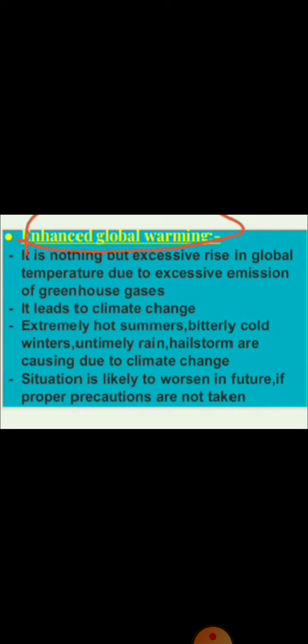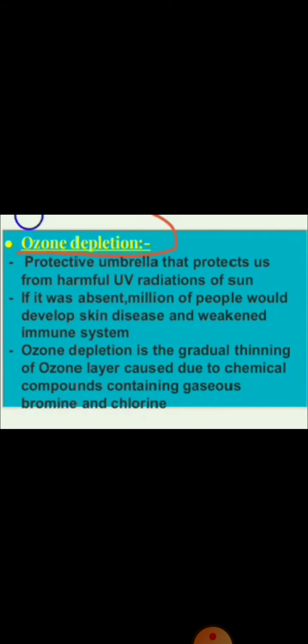So the next issue is enhanced global warming. Global warming is nothing but excessive rise in global temperature due to excessive emission of greenhouse gases. Now this global warming is leading to climate change. We have even experienced hottest summers, bitterly cold winters, untimely rain, hailstorms. So these are the signs that are telling us that climate is continuously changing, and the situation is likely to worsen in future if proper precautions are not taken. We are all familiar with this problem of global warming, and the situation is becoming very, very dangerous. One more important issue in urban areas is ozone depletion.